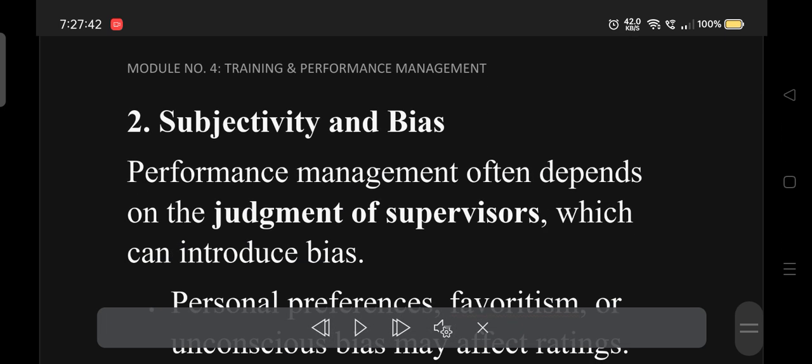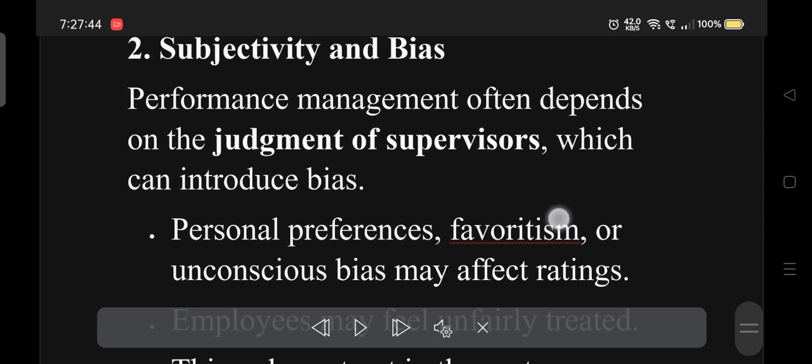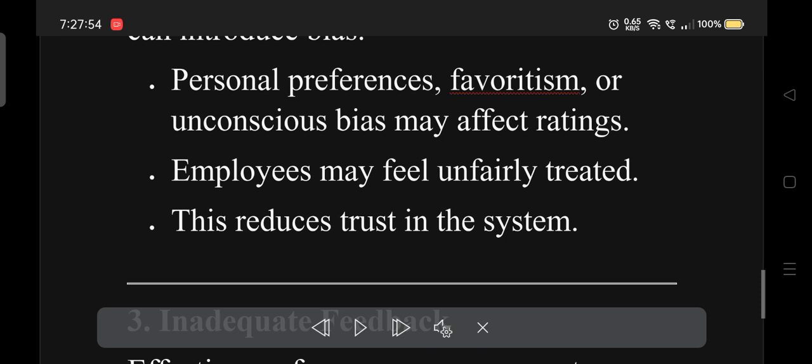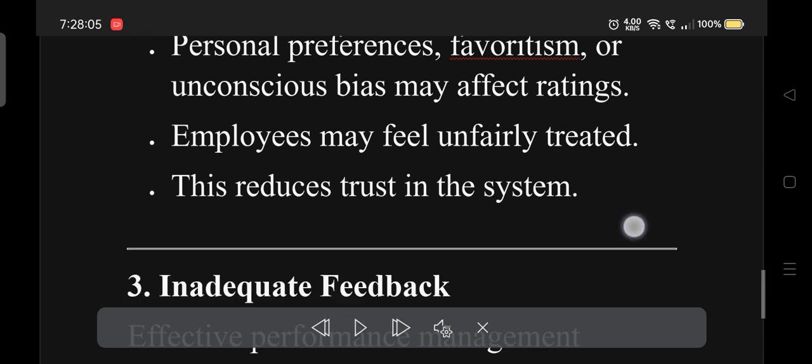2. Subjectivity and bias. Performance management often depends on the judgment of supervisors, which can introduce bias. Personal preferences, favoritism, or unconscious bias may affect ratings. Employees may feel unfairly treated. This reduces trust in the system.